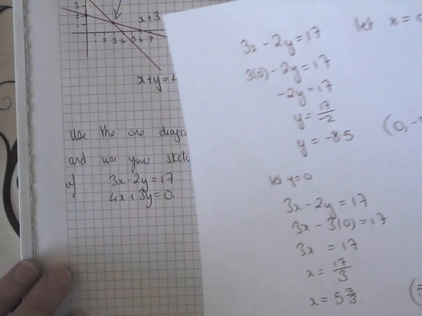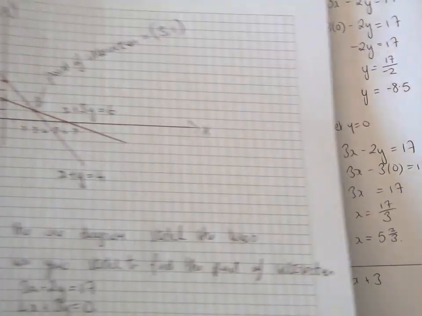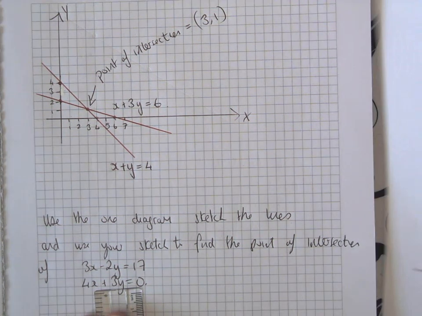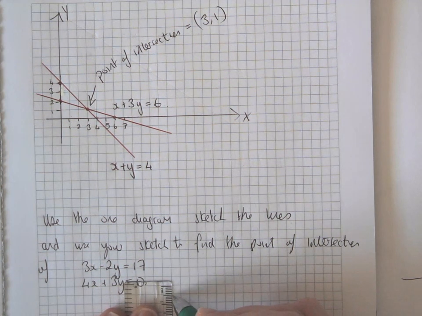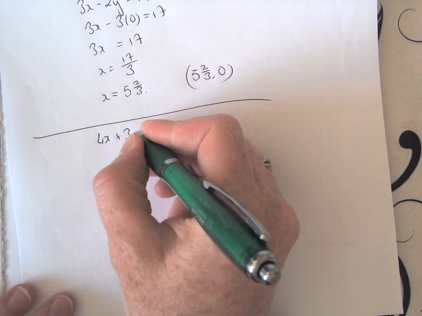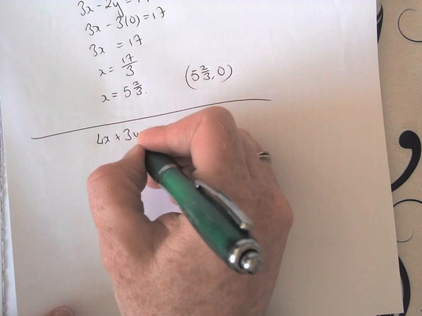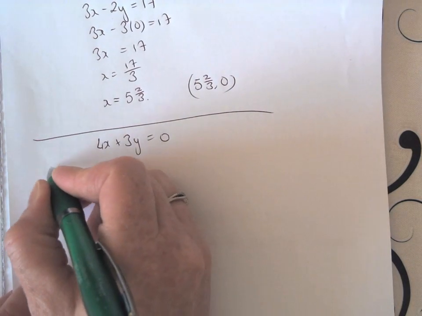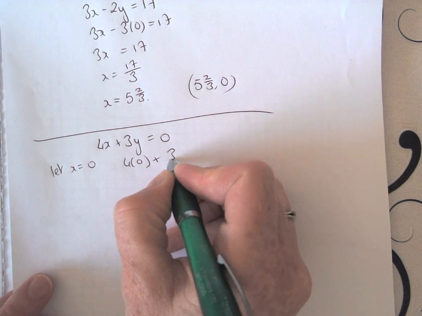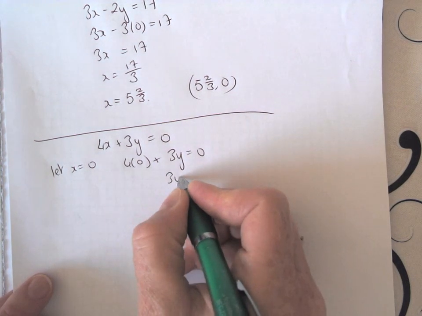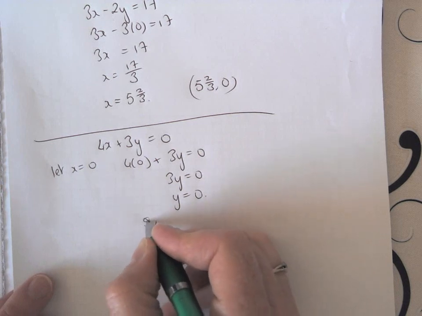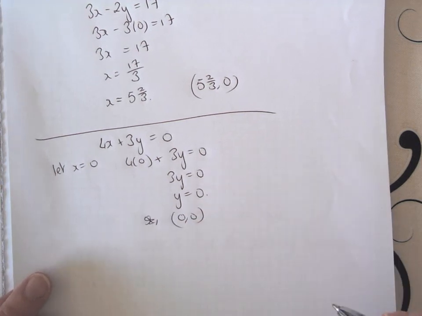So maybe we'll put that line on the graph first before we do the other line so we don't get confused. It might be handy to know how far we need to go on our x's. So 4x plus 3y equals 0. Let x equal to 0. So 4 times 0 plus 3y equal to 0. So 3y equal to 0, so y is equal to 0. Sorry, the point 0, 0 is on that line.